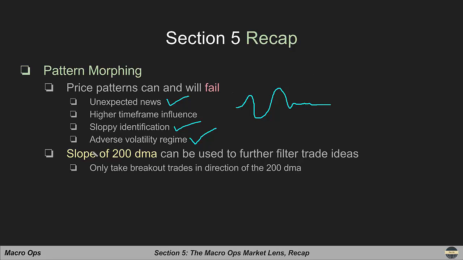And then we talked about how the slope of the 200 DMA can be used to further filter your trade ideas. So only taking breakout trades in the direction of the 200 DMA will help you increase your hit rate if you're getting frustrated by taking a lot of stop outs. This is just something that we use sometimes if we want to further qualify our trades.